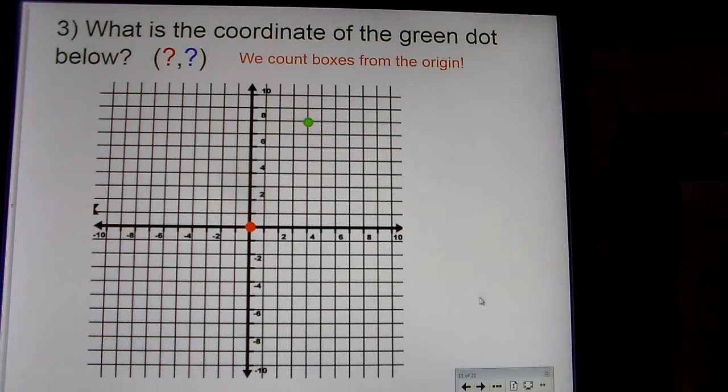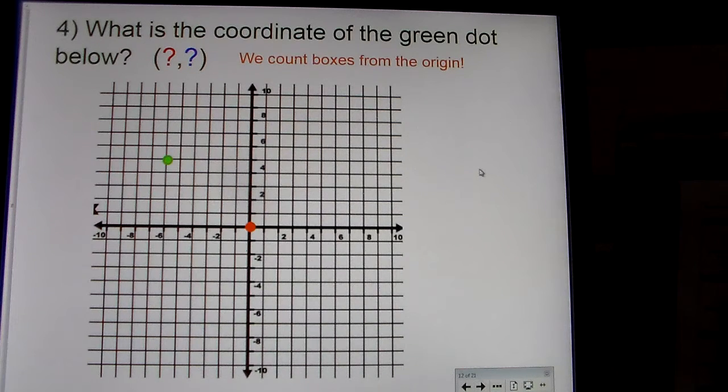Let's do another. Problem number 3. We count from the origin, that's center point. 1, 2, 3, 4 to the right, 8 up. So since it's 4 to the right, it would be 4. And then 8 up. So it'd be 4, 8. And that will be our answer, 4, 8.